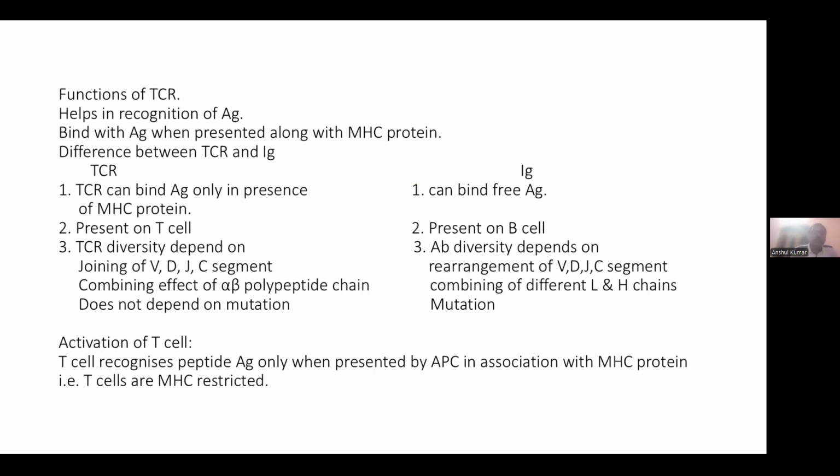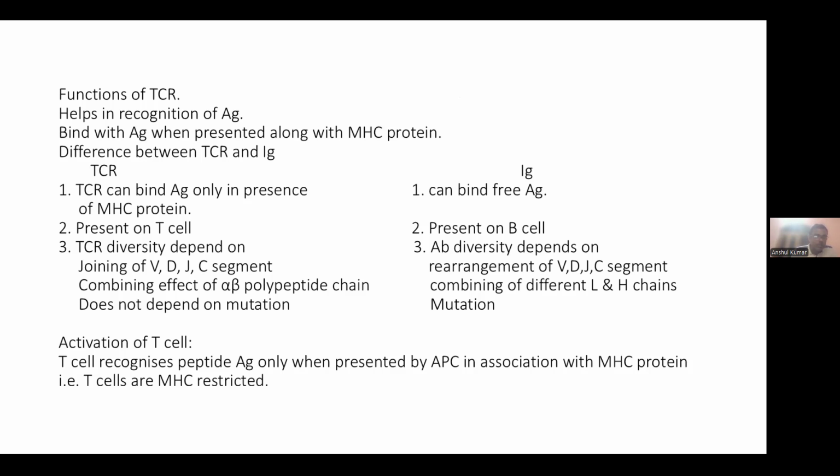Before that, some of the important differences between T cell receptors and immunoglobulin. T cell receptors can bind antigen only in the presence of MHC protein, whereas immunoglobulin can bind free antigen. T cell receptors are present on T cells, whereas immunoglobulins are present on B cells, and they are also produced and secreted by plasma cells. T cell diversity depends on joining of V, D, J, and C segments, and the combining effect of alpha and beta polypeptide chains, and does not depend on mutations.